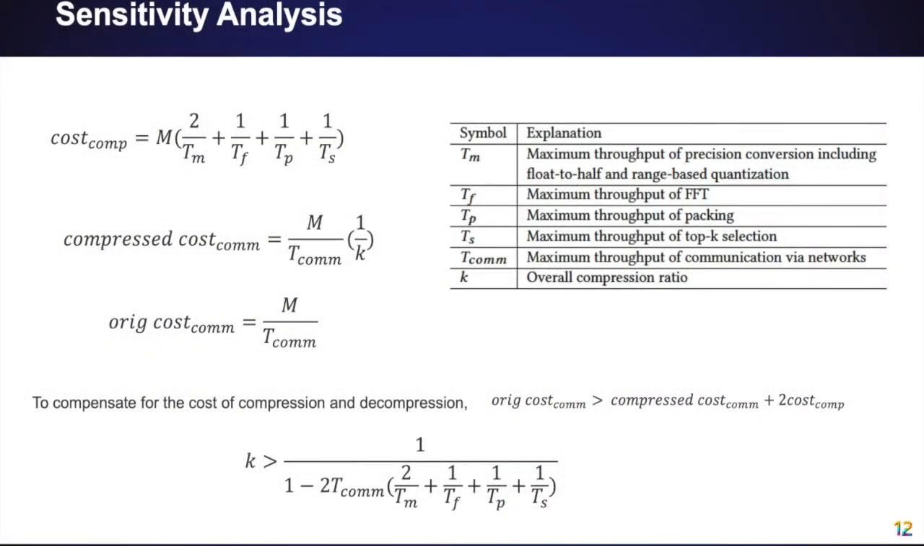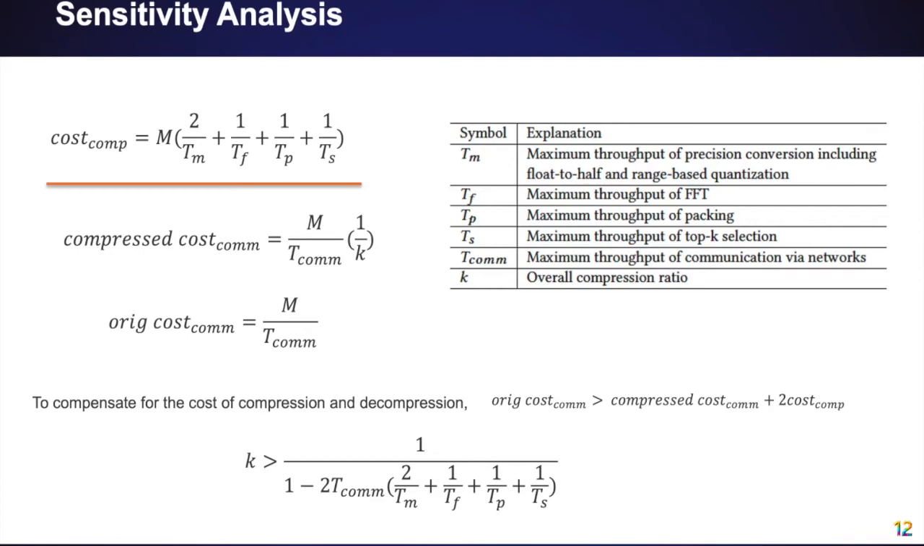Till now, I have introduced all the key components of our FFT-based compression framework. Now I'm going to theoretically analyze the performance of the compression components and the network bandwidth toward end performance. This equation tells the cost of computation, including FFT, range-based quantization, packing, and so on.